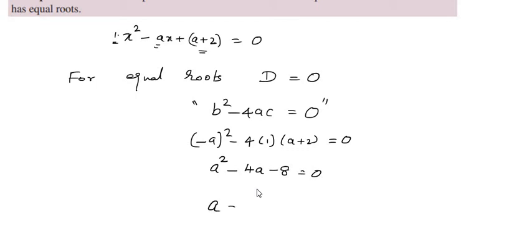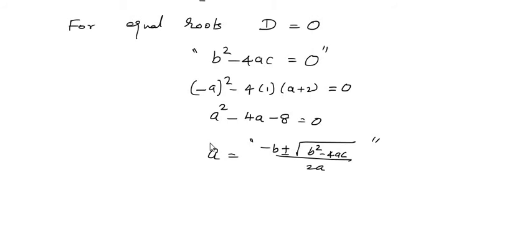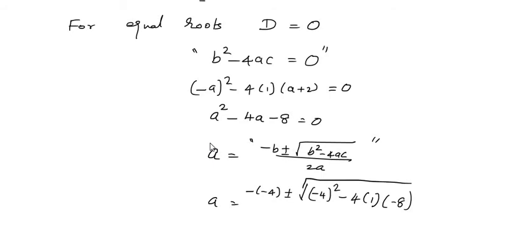Therefore the quadratic formula: for an equation in x square, put x, and here the equation is in terms of a. The formula is minus b plus or minus root of b square minus 4ac by 2a. This formula notation is the usual notation. Here a is the coefficient of x square, but here a is the variable. Understood? Therefore write carefully. Therefore a equal to minus b, minus of minus 4, plus or minus root of b square. b square is minus 4 the whole square, minus 4 into the coefficient of a square, 1, into the c term, that is minus 8, the whole divided by 2a, 2 into 1, right?